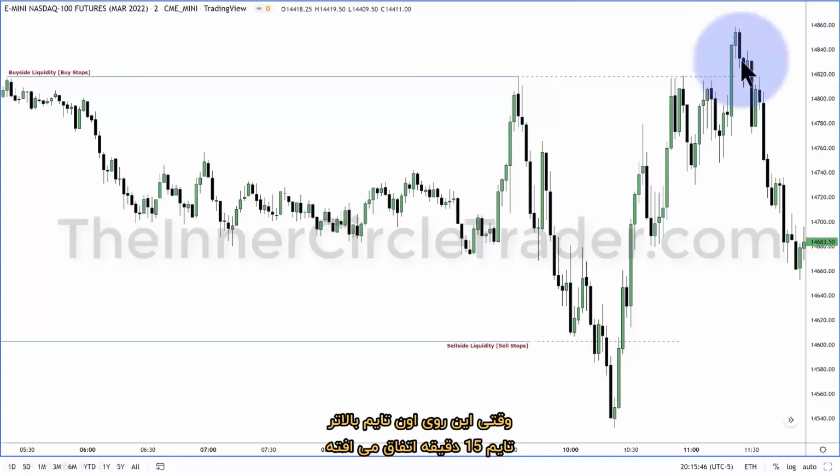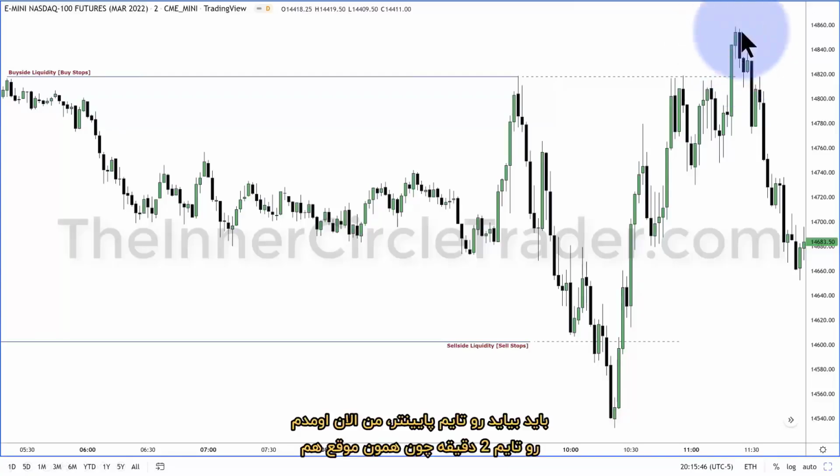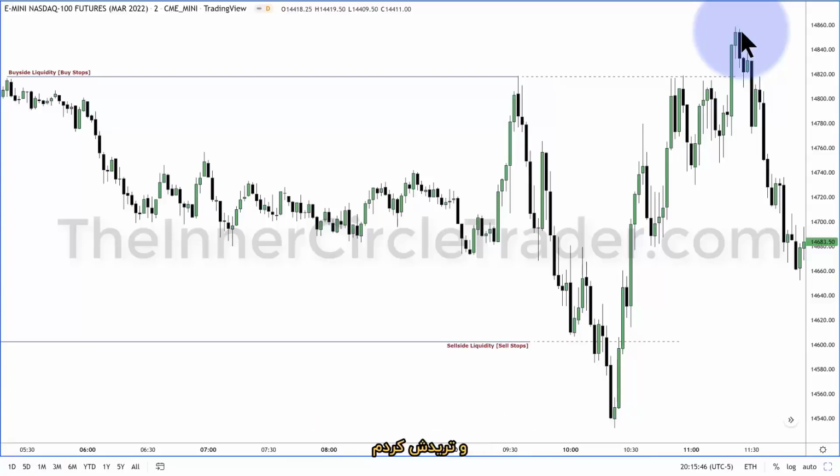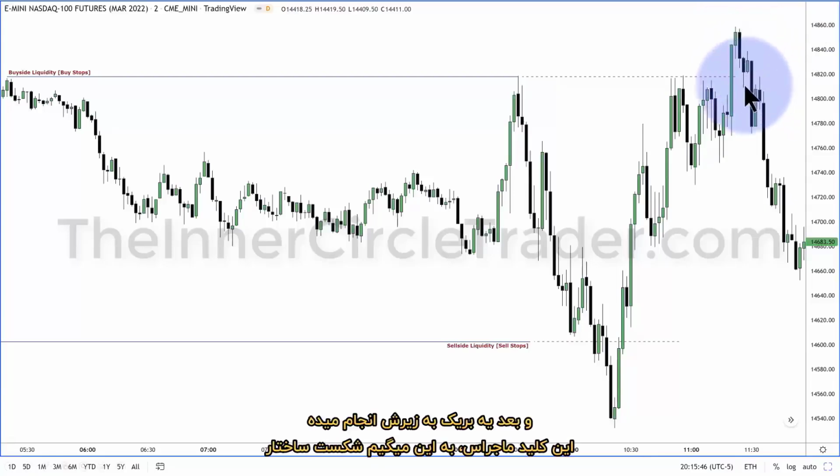Once this occurs on that higher time frame, 15-minute time frame, you want to drop down to the lower time frames. And I'm using the 2-minute chart because this is exactly what I was using to find that imbalance and trade off of it, okay? The market creates a short-term low here, and then it breaks below that. This is key. This is called a break in market structure.